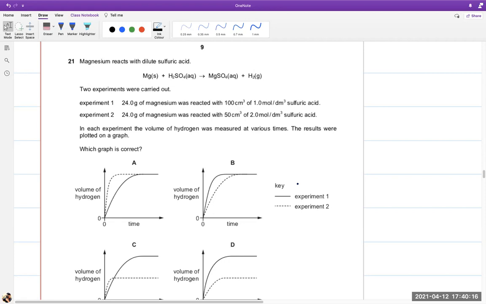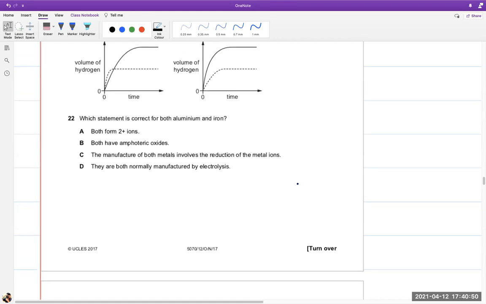But what is happening? In each experiment, the volume of hydrogen was measured. Which one is going to be reacting faster? The one with higher concentration? You have more particles in lower space. So that's the one which is going to be faster. So experiment 2, the dotted line, is going to be faster, but producing the same amount of gas, same volume of gas as experiment 1, which is the solid line. So A is the answer, where the dotted line is faster.